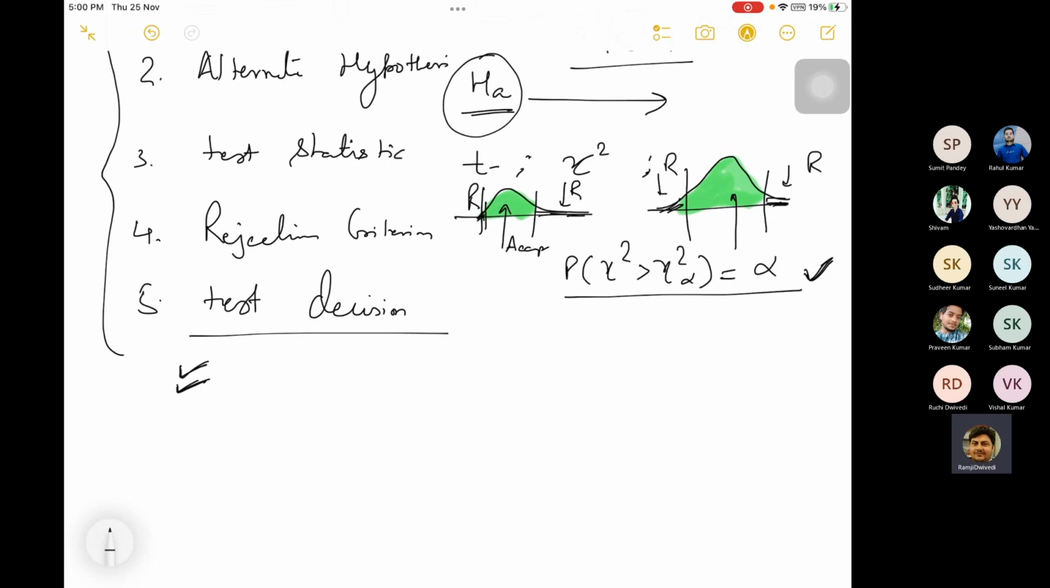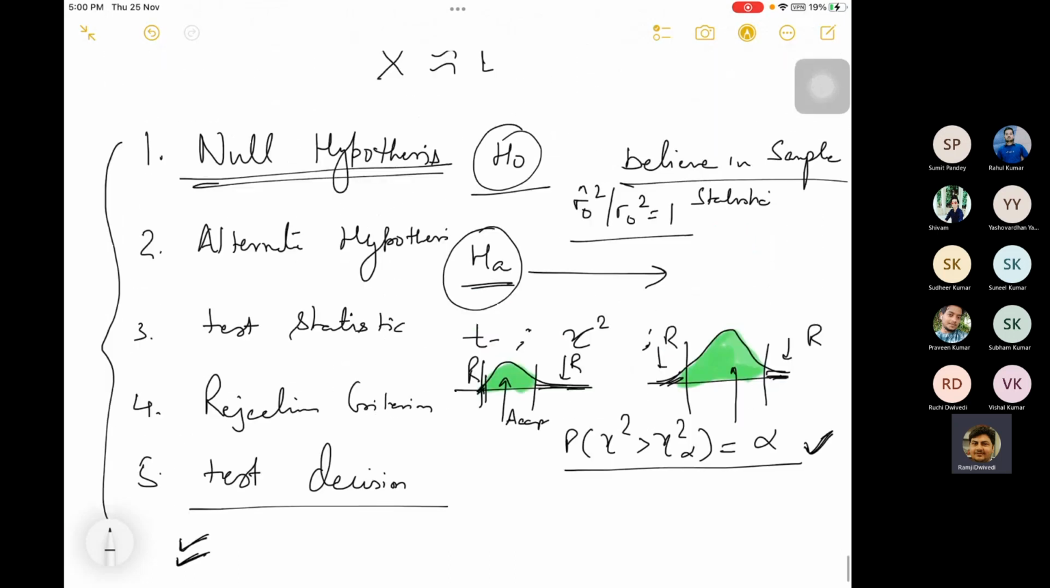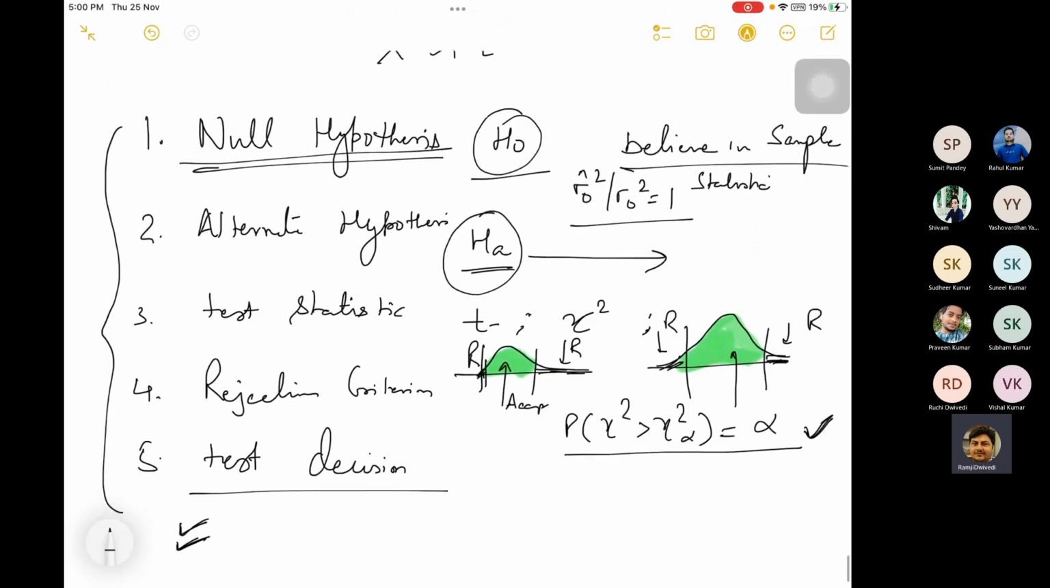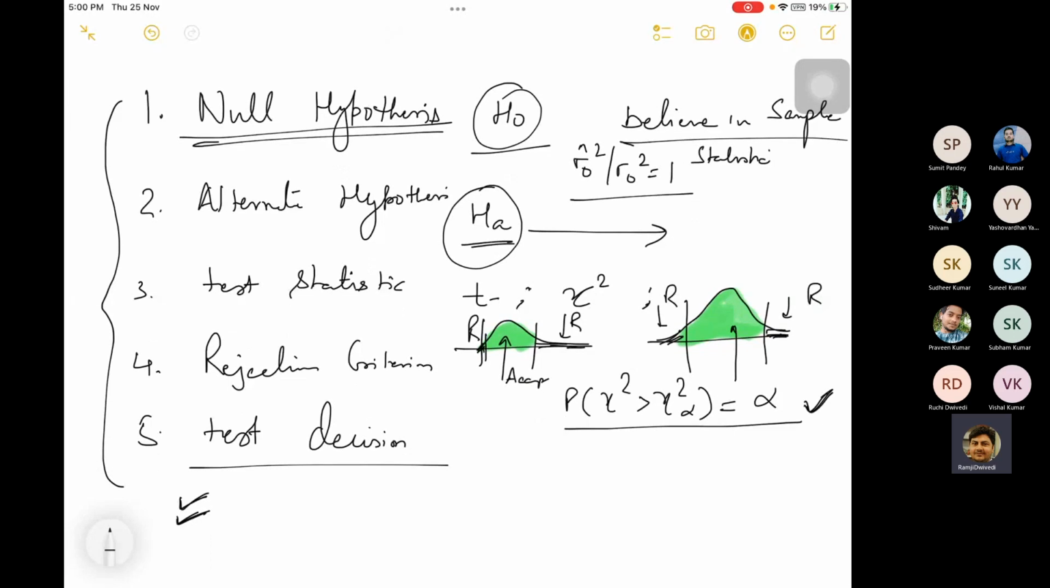Okay, so as I've told you, these are the 5 steps for hypothesis testing: null hypothesis, alternative hypothesis, test statistic, rejection criterion, and test decision.